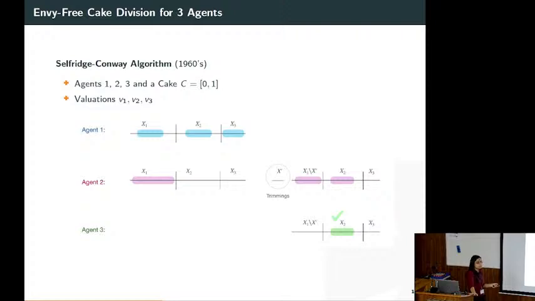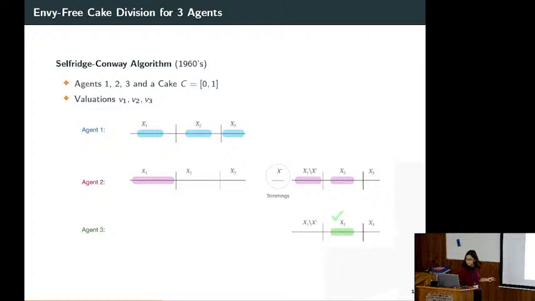Now we have to deal with the trimmings. What do we do about the trimmings? Any suggestions? So basically x1 was the part that agent 2 liked the most. Repeat the procedure on the trimmings. Repeat the procedure on the trimmings, that is right. But we will not follow the same ordering of these agents. Now we want to cut the trimmings.